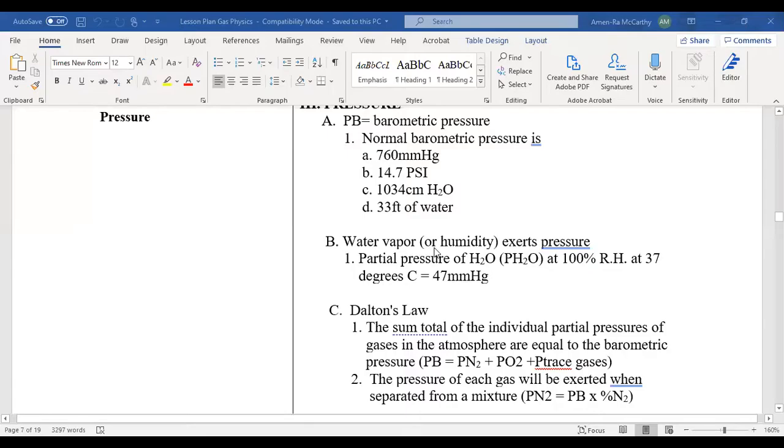Water vapor, also known as humidity, exerts a pressure. It has its own pressure, and they're telling you how much. It says the partial pressure of water at 100% relative humidity and regular body temperature is about 47 millimeters of mercury. So we got to get rid of that because I want to know just the pressure of oxygen, because that way I can see if that oxygen is going into the artery. Water vapor doesn't go across into the artery, only the gas. So I don't care about the water vapor.